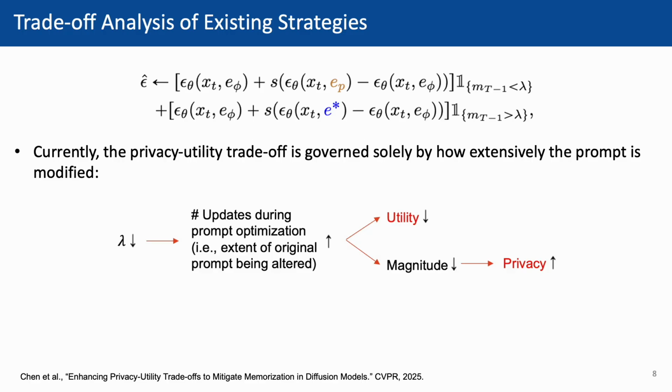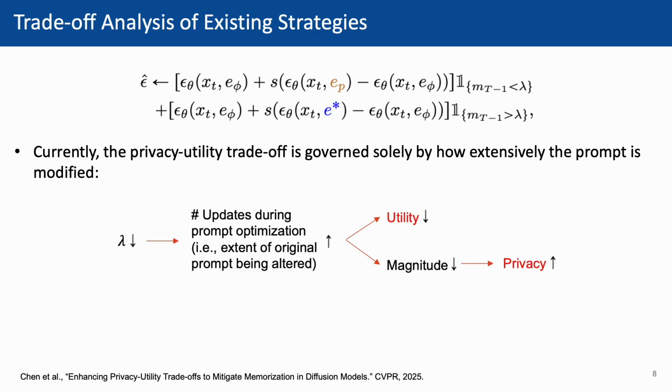On the other hand, if lambda is set very low, say 0, then every magnitude value will be above the threshold. That means every prompt is detected as having memorization risk, and we perform prompt engineering for all of them, even when it's unnecessary. This results in an extremely noised optimized embedding E star that drifts far away from the original user prompt. As a result, we get outputs that no longer align with the user intent, often with visual artifacts or irrelevant content. So formally, choosing a lower lambda improves privacy by reducing memorization risk, but at the expense of utility. Conversely, a higher lambda preserves utility but compromises privacy.